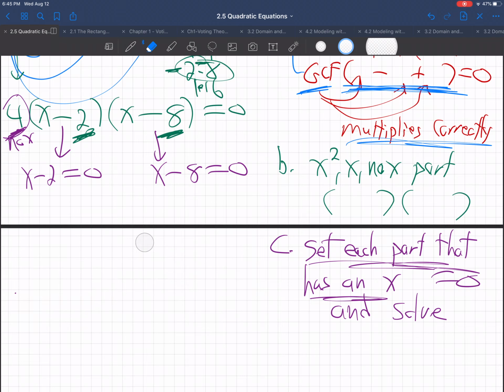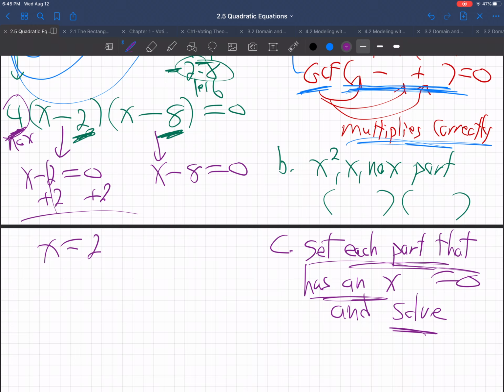So you just set the parts that have an x equal to 0. They're the parts that vary. So then you finish from there. You solve. Add 2, and x is 2. Add 8, and so x is 8. So our answers are 2 and 8.